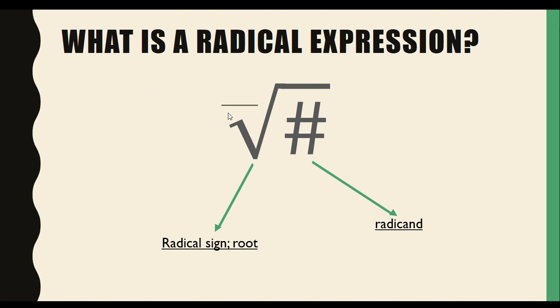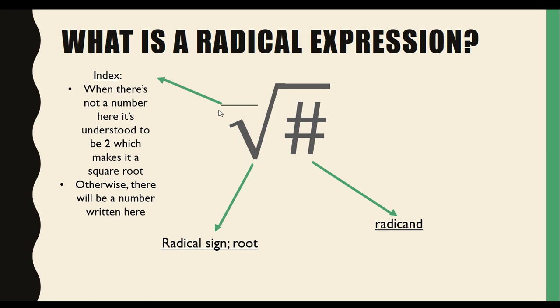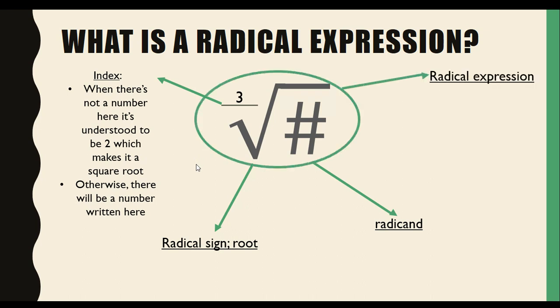And then you'll notice I have a line here, and I just put that there to bring your attention to this space because this is where an index will be. When there's not a number, it's understood to be 2. So the majority of the time, it is just 2, and we think of it like a square root, breaking the radicand down into 2 factors. But sometimes there's a different number written here. For example, you've probably seen a 3 written in front of the radical sign before to indicate a cube root. Okay, all these things together create your radical expression.